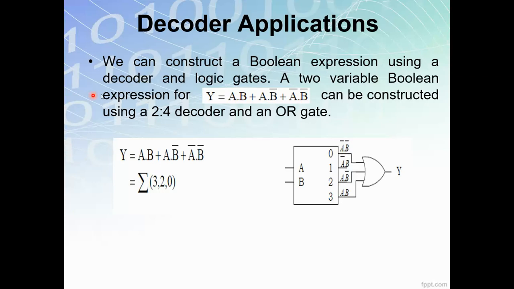Okay, so how we decoder kita punya will be applied. So decoder application, we can construct the Boolean expression using a decoder and also the logic gates. They have a two variable Boolean expression. For example, you have y equals to a dot b plus a dot b bar plus a bar dot b bar, which can be constructed using 2-4 decoder and OR gate.